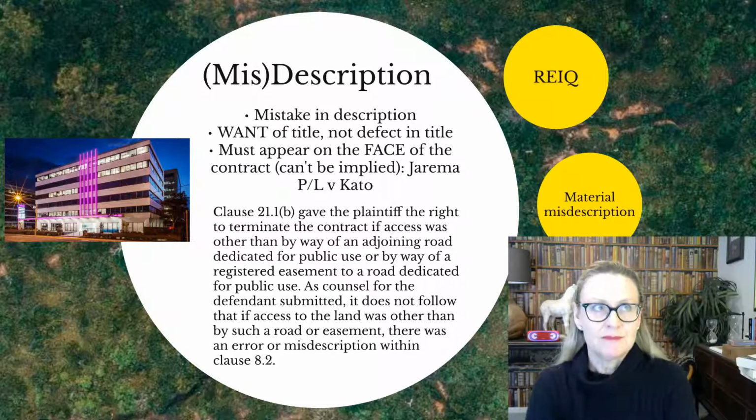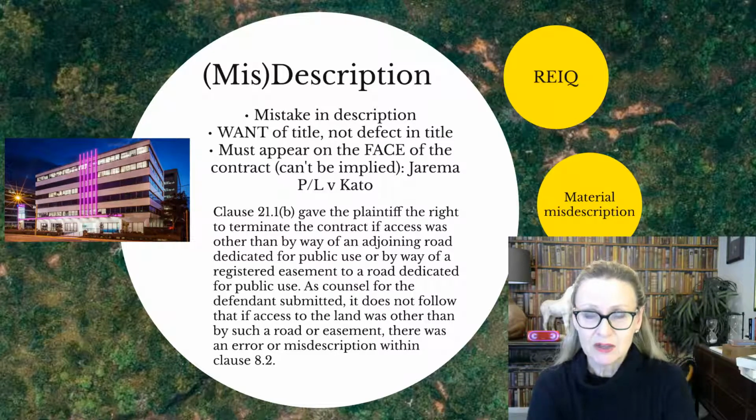I think the text uses the example if the description of the subject matter was 1,000 square meters and in fact there was only 600 square meters, the seller may well have good title to all and every one of those 600 square meters. It's just that they are wanting in number. And so that's what we tend to say. A misdescription will be a want of title, not a defect in title.